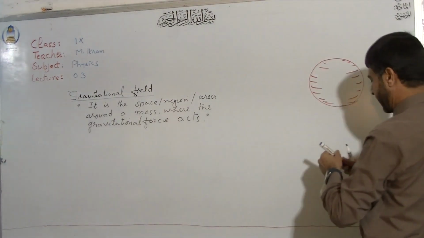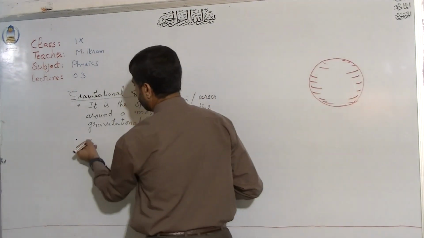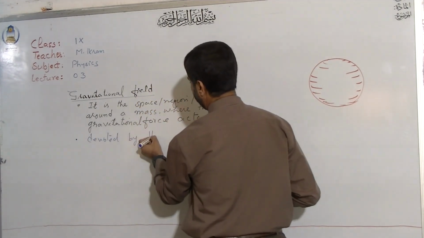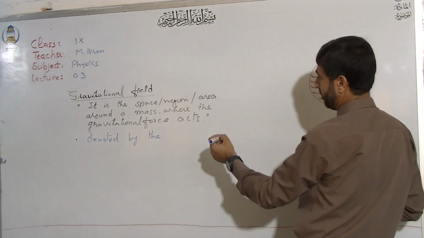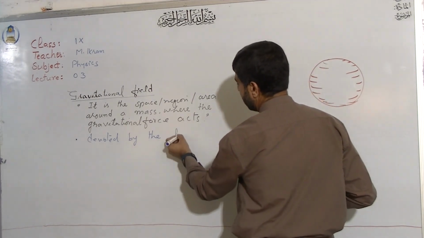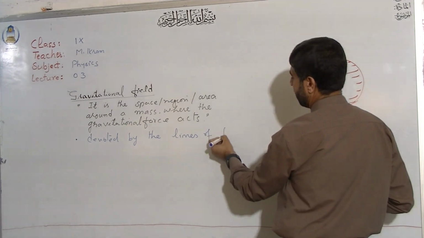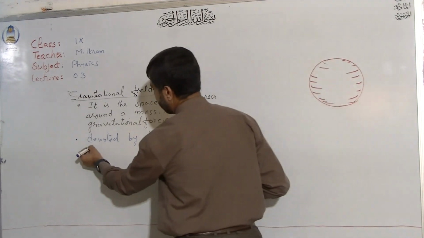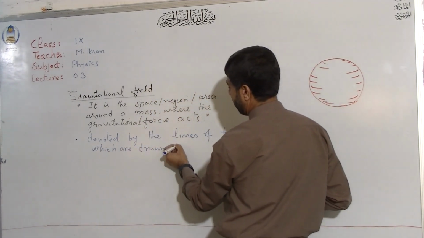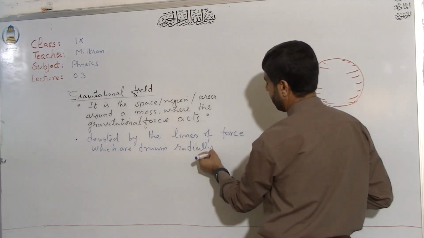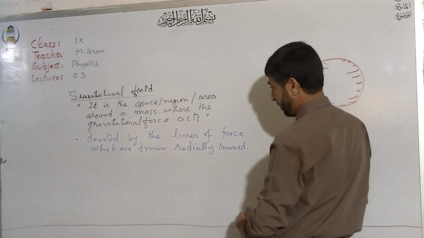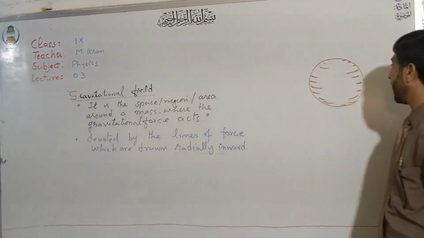Right? Radially, that is the gravitational force. It is denoted by the lines. Sometimes we call them the lines of force, which are drawn radially inward. Now I will explain what this means, the radially inward, right?